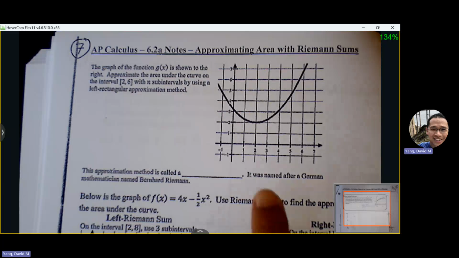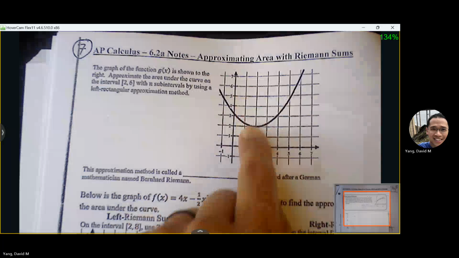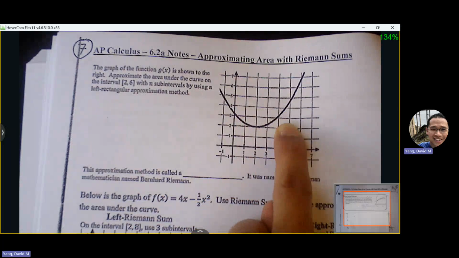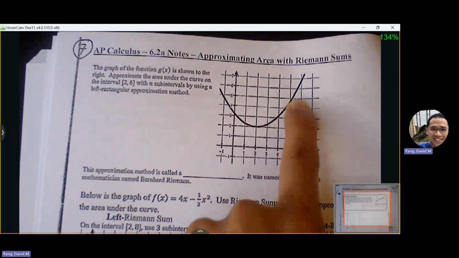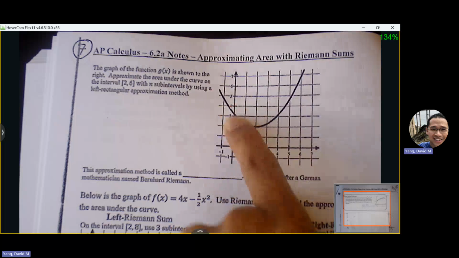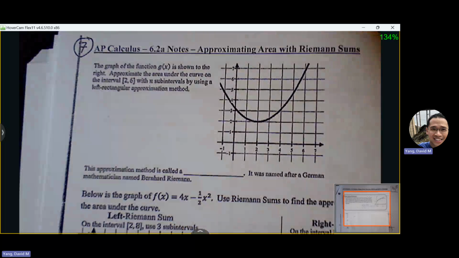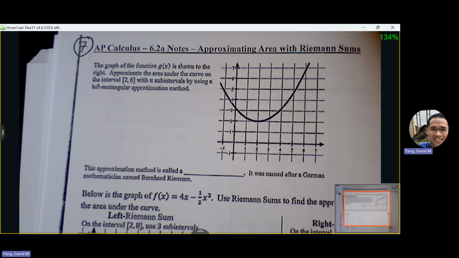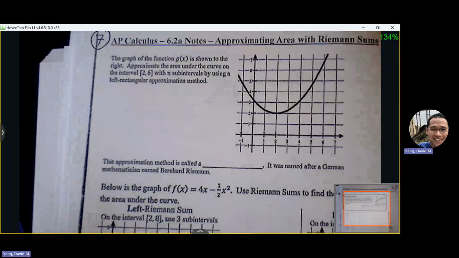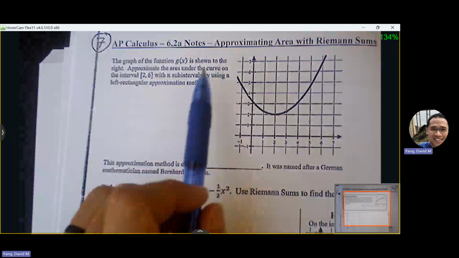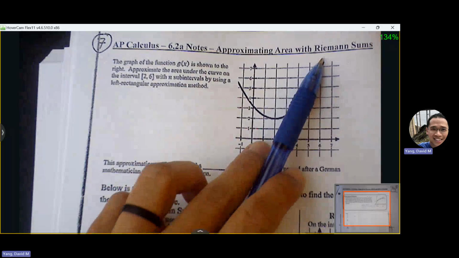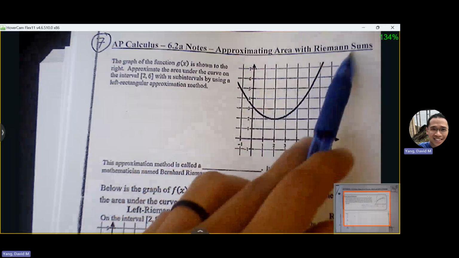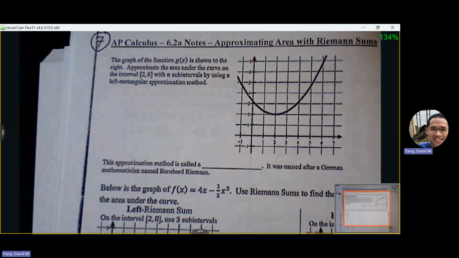So if we have a curve, eventually we're going to find the exact area under the curve. But right now we're going to use geometric formulas to find areas of these curves. And the easiest shapes that we know are rectangles and squares. So we're going to basically use rectangles to approximate the area of a region. And that's what Riemann sums are. We're just using rectangles to approximate a region.